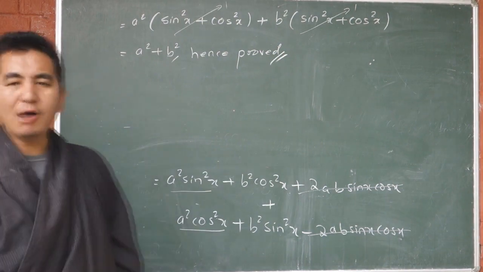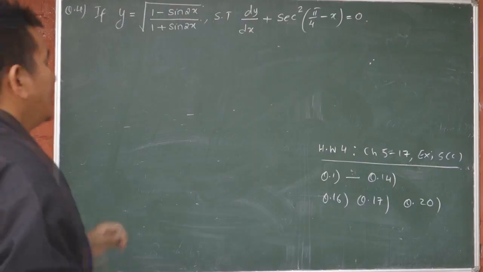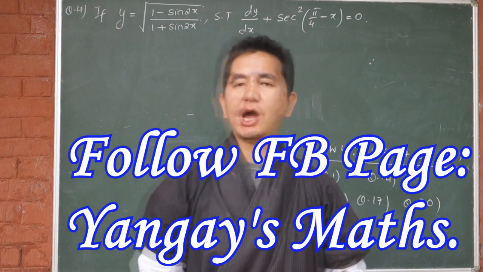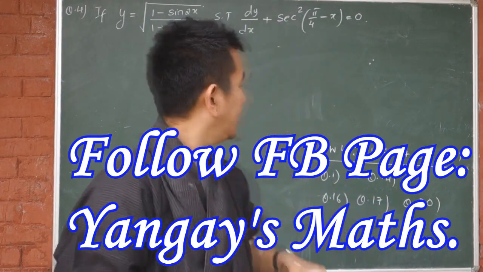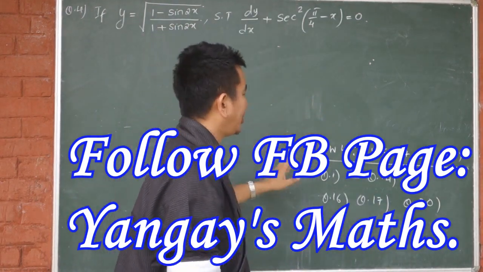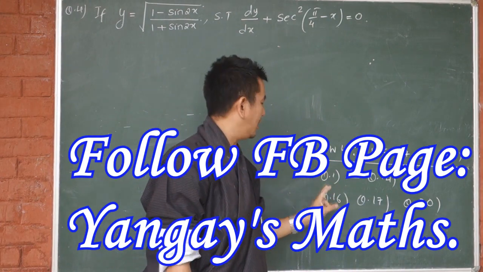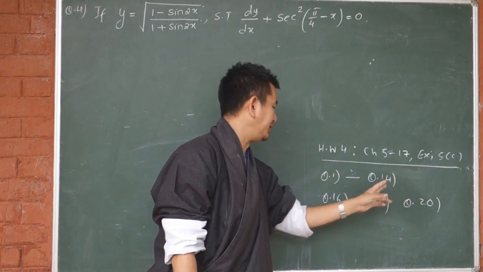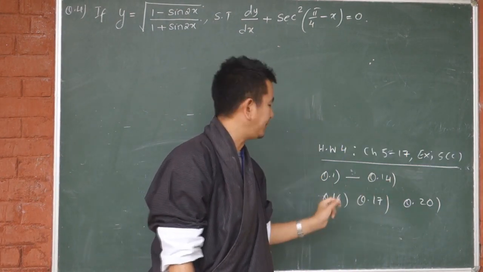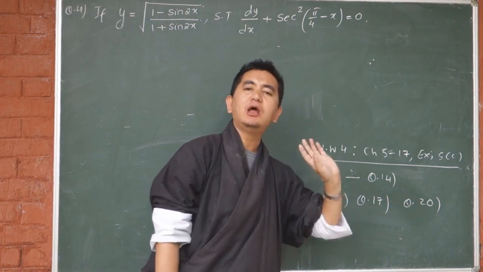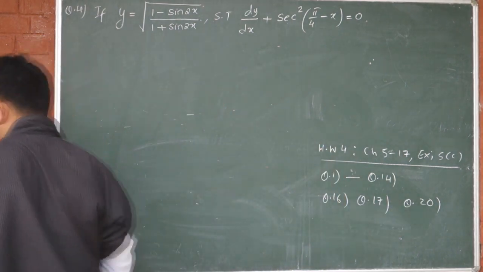Thank you. So now we'll go over the last question. This will be the last question under trigonometric differentiation. When I complete this question, make sure you go with homework number 4, question number 1 to 14, 15, and question number 18 I have already solved. Then you solve question number 16, 17 and 20. So let's go with this question.